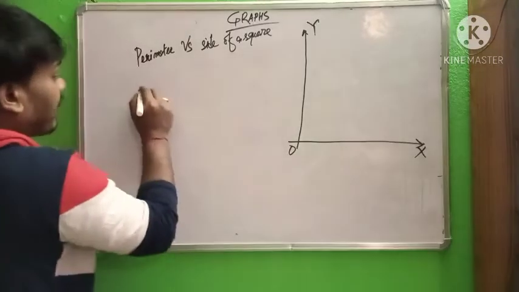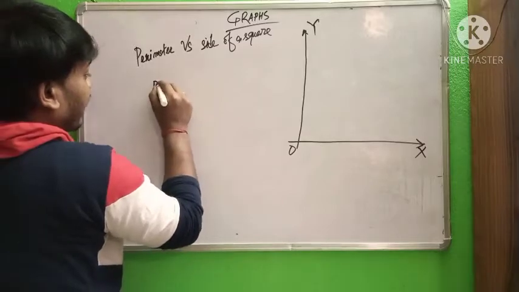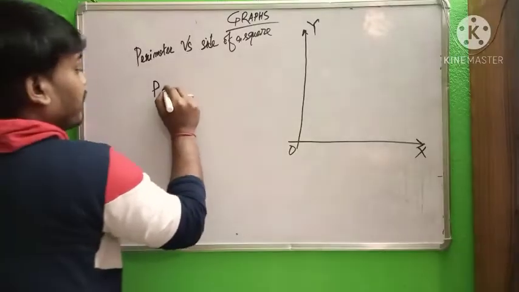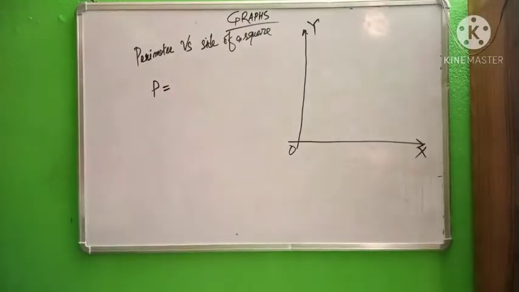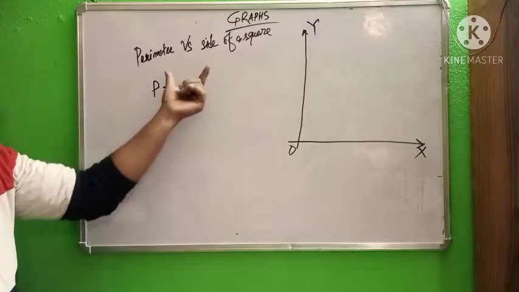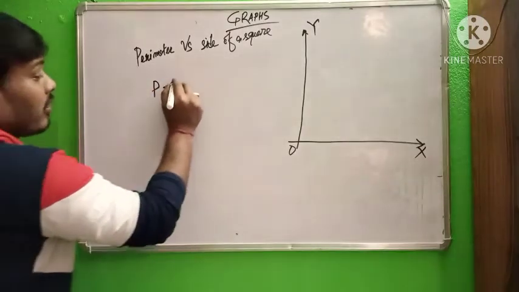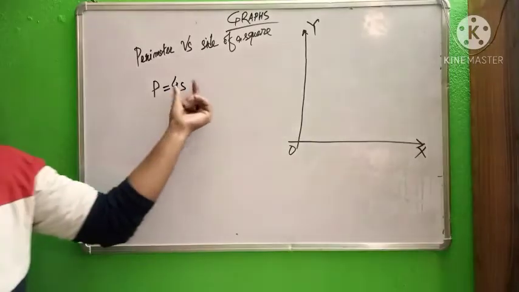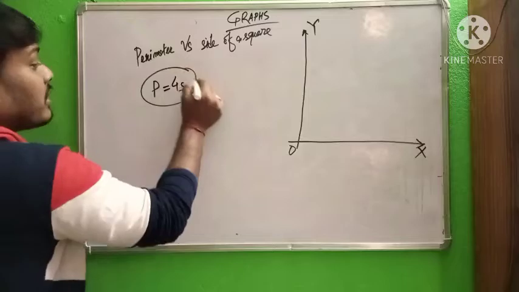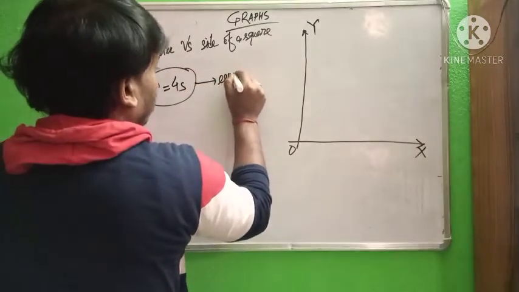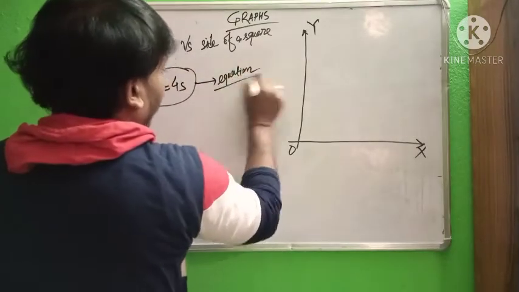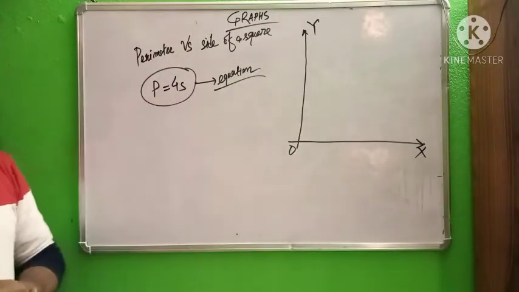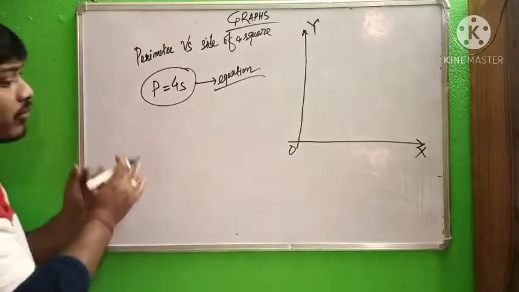Okay, so if we define the variable P as the perimeter and S as the side of a square, then how do we relate the perimeter with the side? P equal to 4s. Okay, P equal to 4s, perimeter equal to 4 into side. So this is the relation, or this is the equation, for which we draw the graph.